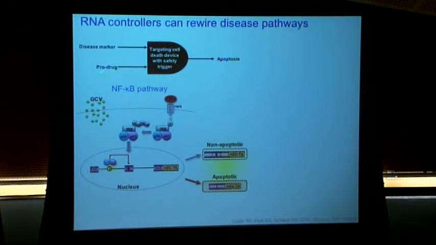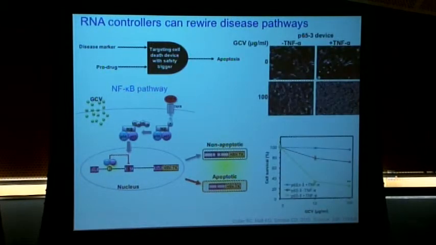Because we have this modular capability, we can replace GFP with a suicide gene, in this case thymidine kinase, which is responsive to ganciclovir, a prodrug. And we can show that, in the presence of TNF-alpha and ganciclovir, we're inducing cell death. You can see that also here as we quantify cell survival of our system as a function of ganciclovir.